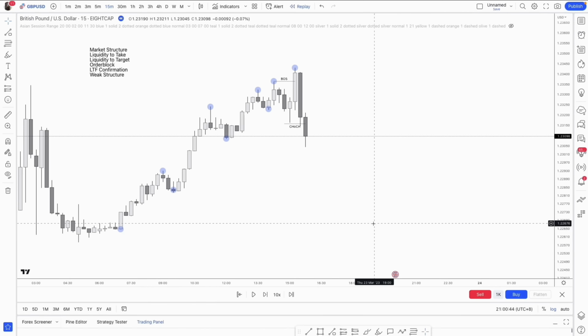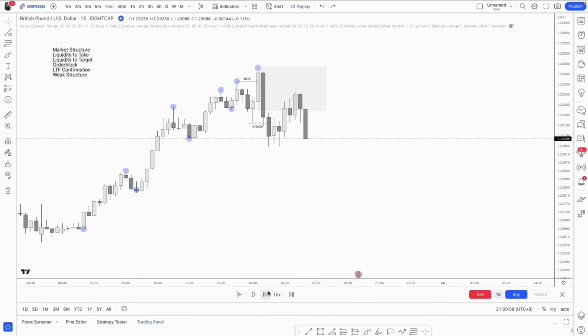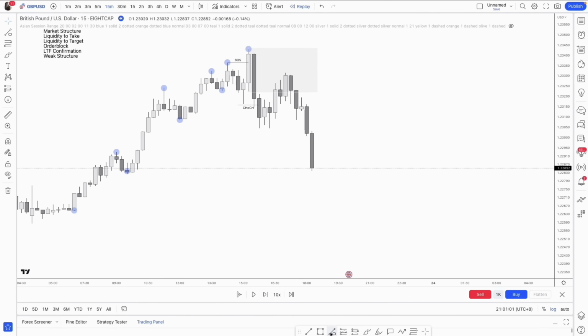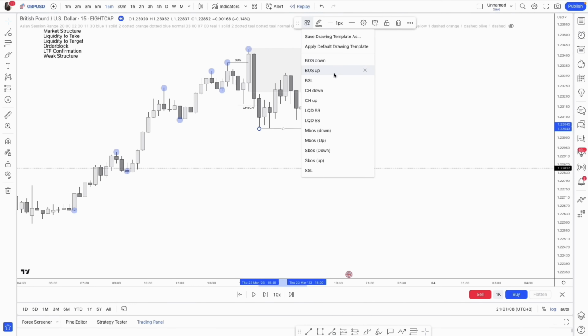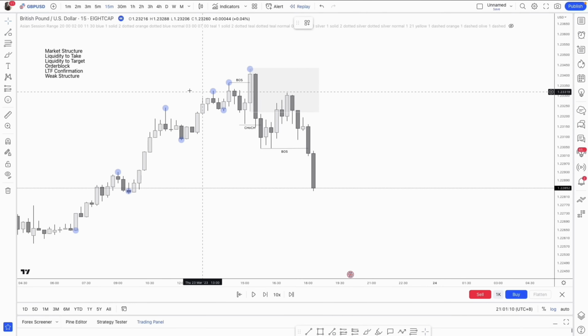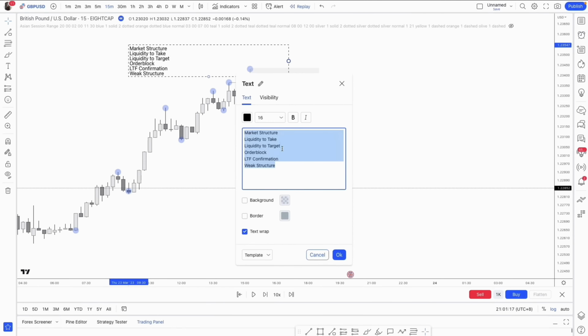Once we have a change of character, what we need to see is a mitigation of the supply and then a continuation. So we need to see something like this. Play price out, price taps in, and then we have another break of structure like this. So now we have completed step one. Step one is market structure. We have now had a break of structure, a change of character, and a break of structure. So we are now trending bearish. So market structure is done.